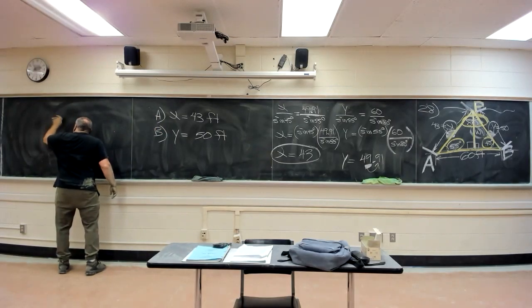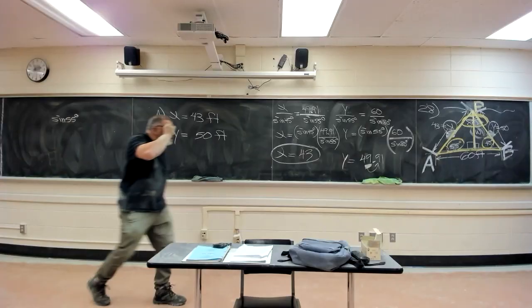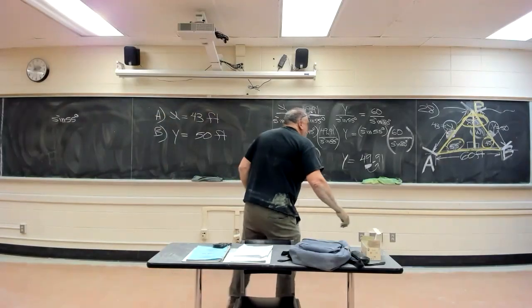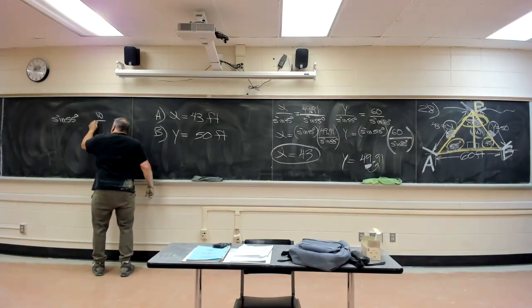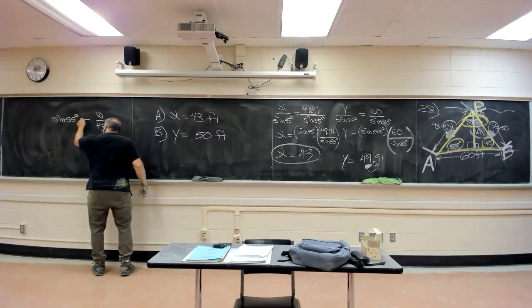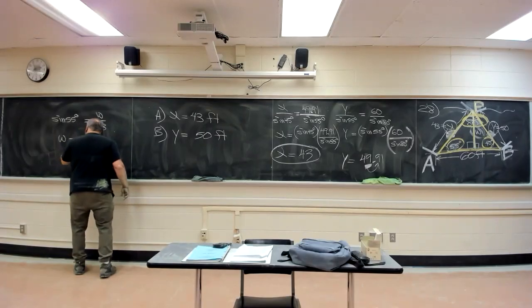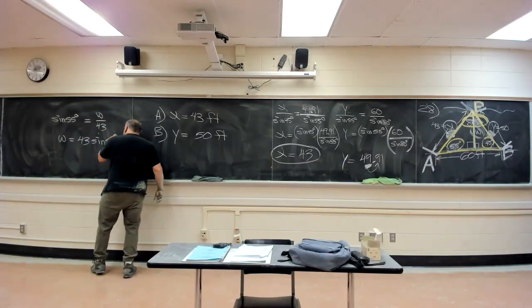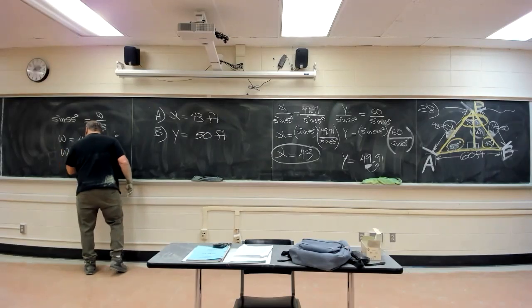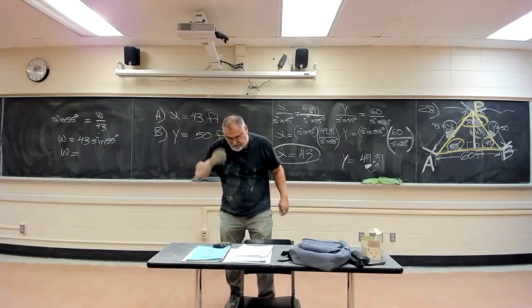The sine of 55 degrees is opposite over hypotenuse, which is w over 43. Multiply by 43 on each side. So w equals 43 times the sine of 55 degrees.